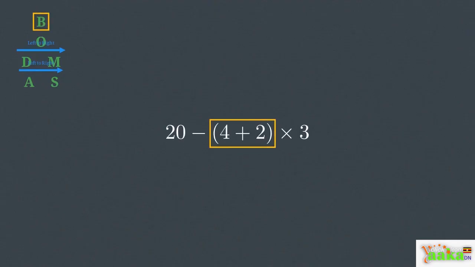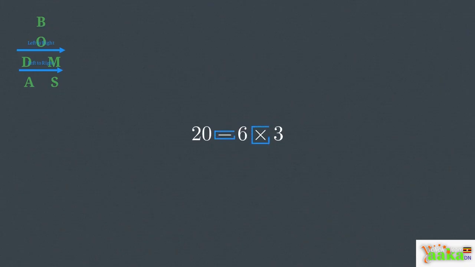Let's apply this hierarchy to a complex equation. We first prioritize the brackets, adding 4 and 2 to get 6. Next, we have a subtraction and a multiplication. Multiplication holds the higher rank. 6 times 3 gives us 18. Finally, we execute the remaining subtraction, leaving us with our correct answer, 2.